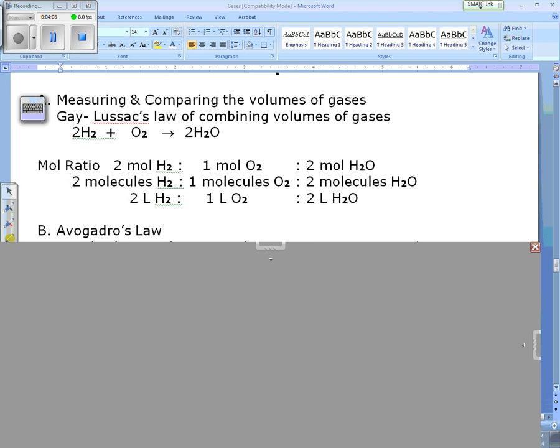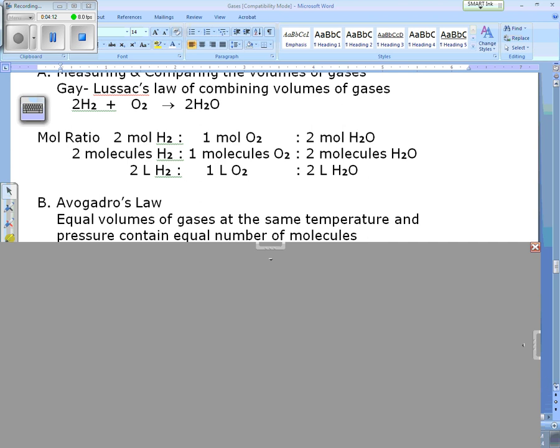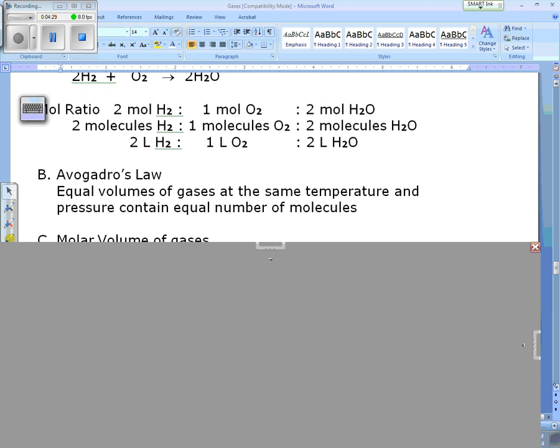Avogadro not only had a number, he also had a law, and actually that's how he came up with his number. Most of our early scientists were dealing with gases, and he found that equal volumes of gas at the same temperature and pressure contain equal numbers of molecules, and that led him on his way to Avogadro's number.